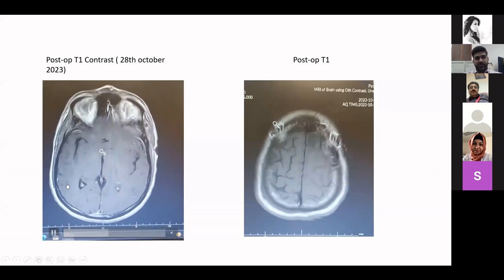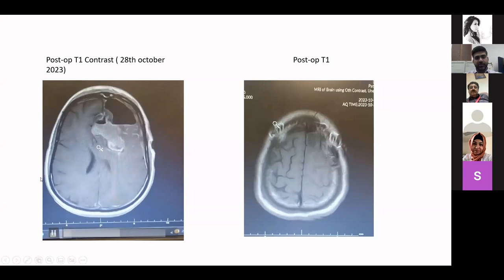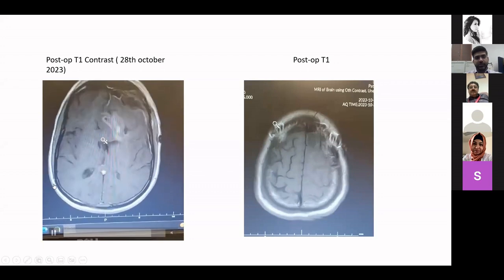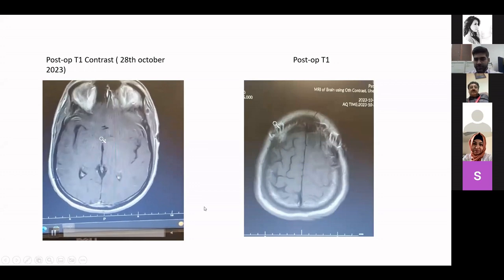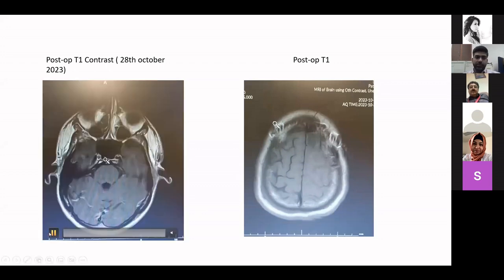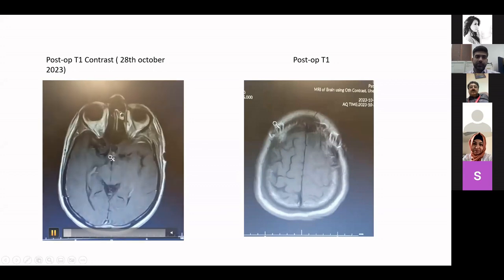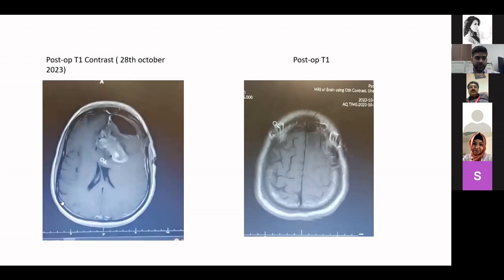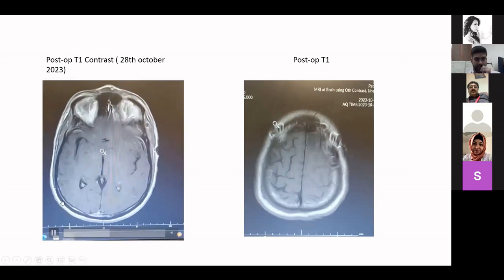And I think what you see is mostly some surgical cavity and some blood in it. But of course, the radiologist can comment better. Yes, agreed. What we see is a larger resection cavity with air fluid level, and there's intrinsic hyperintensity on plain T1 indicative of blood products. So I think it's gross total resection.